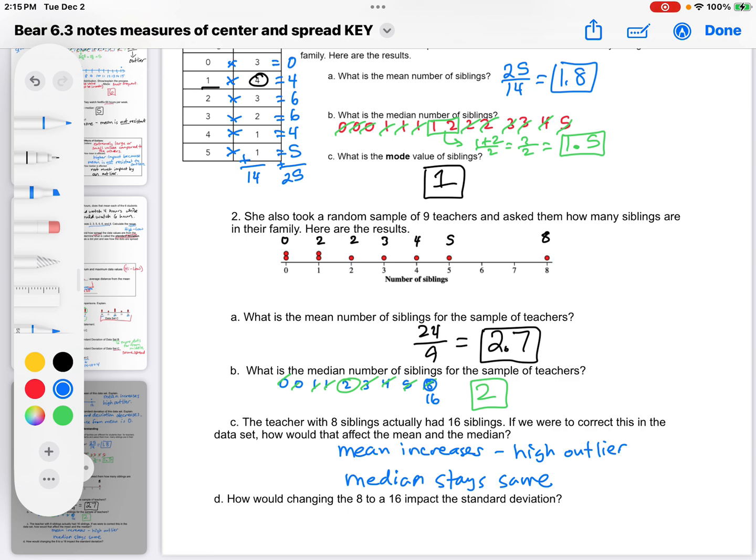All right, how would changing the 8 to a 16 impact the standard deviation? Well, the standard deviation increases because 16 is far from the mean.